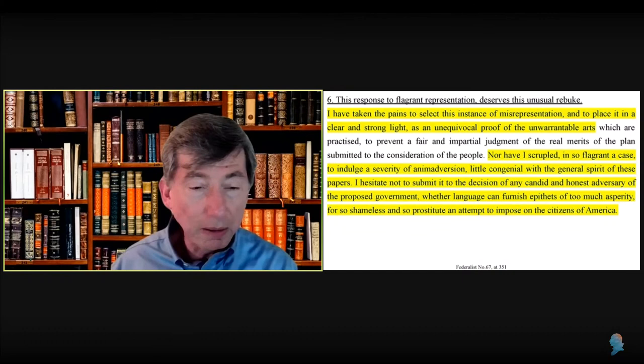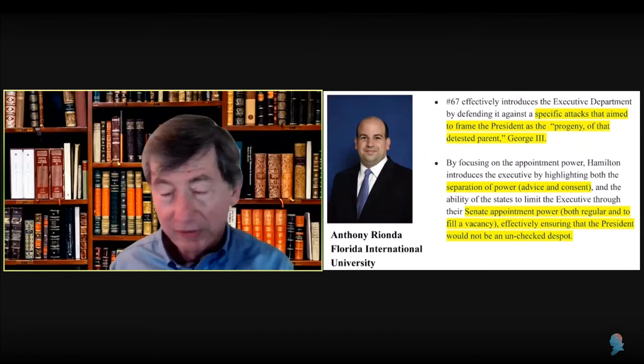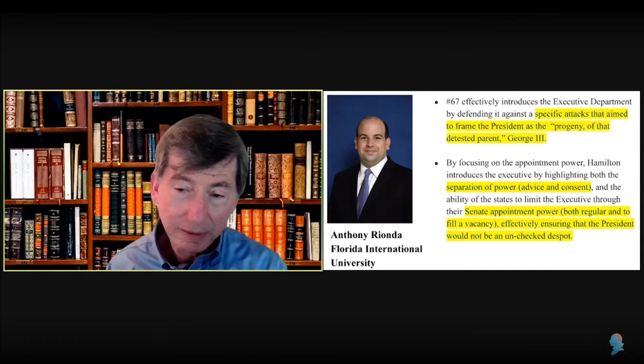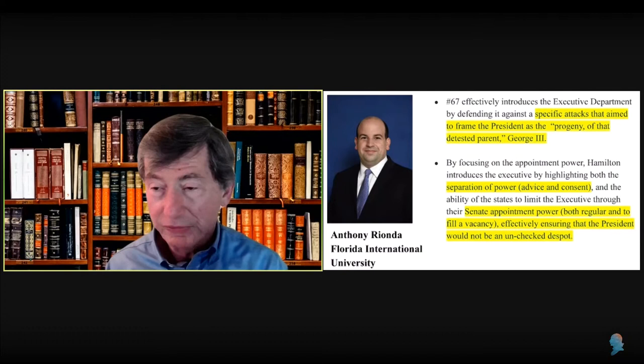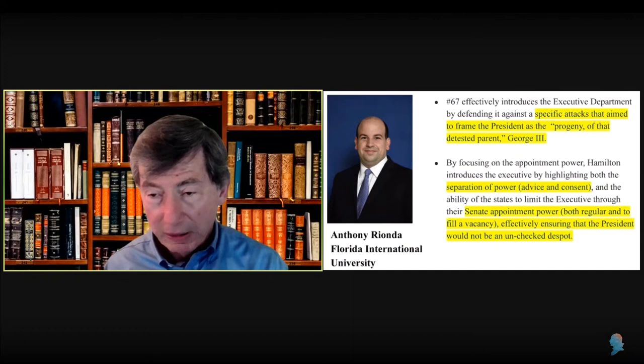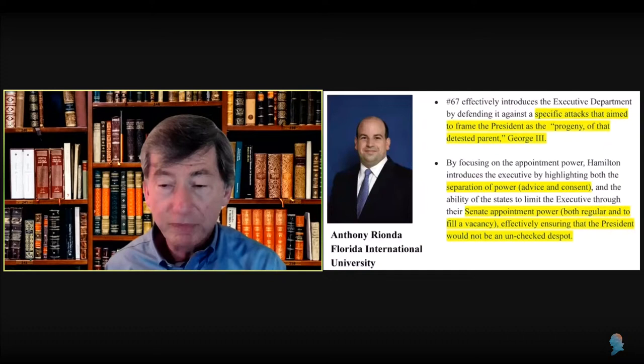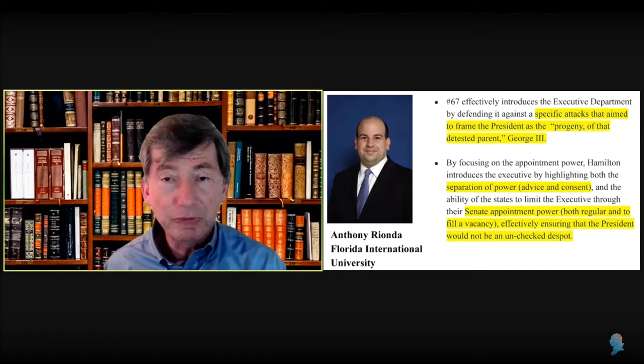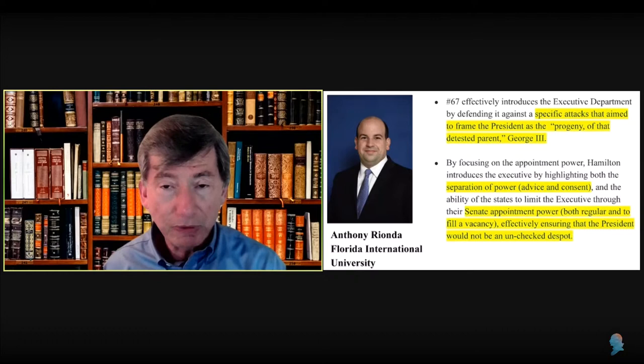So the question is from Anthony. He says that essay 67 does a good job of attacking the attack on the president as a progeny of the detested parent. This is a problem, and I think I mentioned it early on, that in Czechoslovakia, and I'm sure it happens in other countries where they come out of some form of dictatorship, they are very reluctant to put power into a single person. They are afraid of it. And they should be afraid of it unless they have properly restrained it.